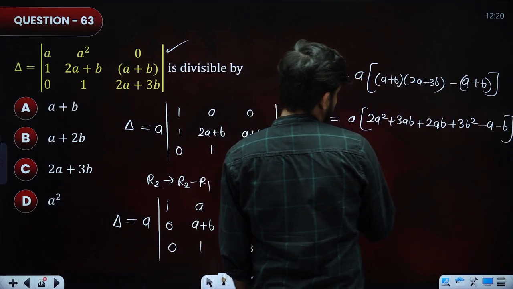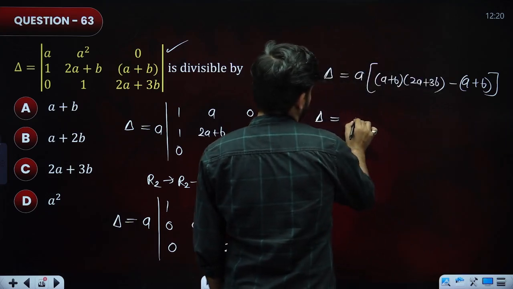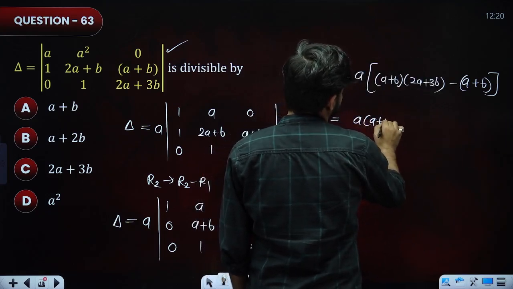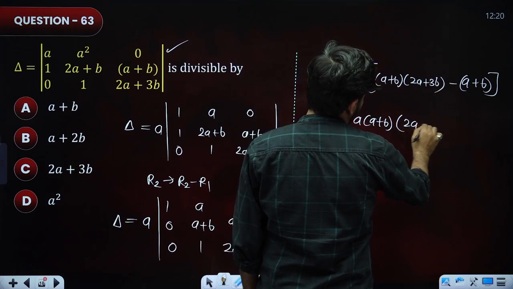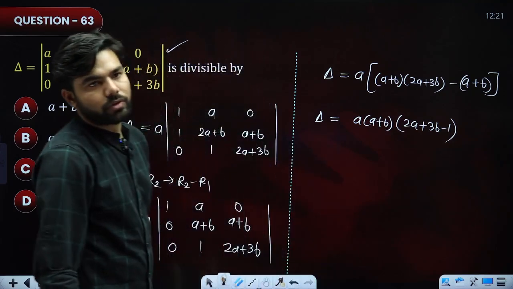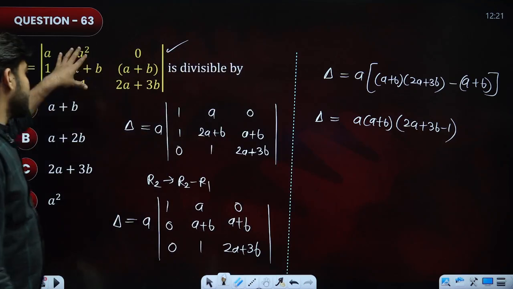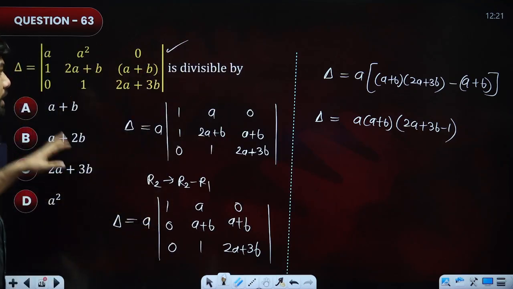So del is equal to, okay, we can do one thing also. We can take a plus b common. So here we have 2a plus 3b minus 1. Okay, this is more suitable according to the question, because we are asked for which of the given options this is divisible by. So it is divisible by a plus b, as you can see. Okay, so yes, a plus b is the correct answer. Option A is the correct answer.